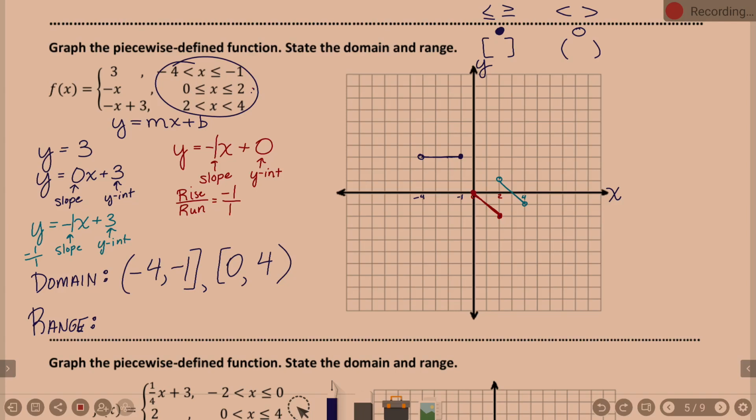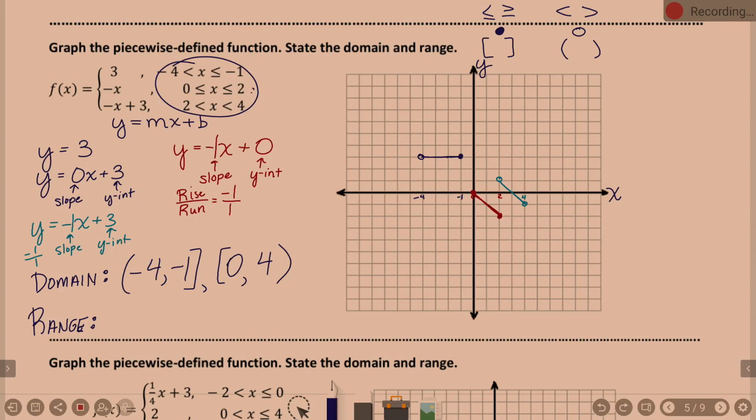Yes? If the 2 on the red was an open circle, would we then have to make a third? Mm-hmm. Yeah, if we didn't have a 2 circle filled in, we'd have to do a 0 to 2, a 2 to 4. Yep.